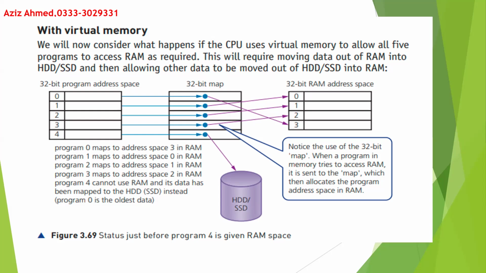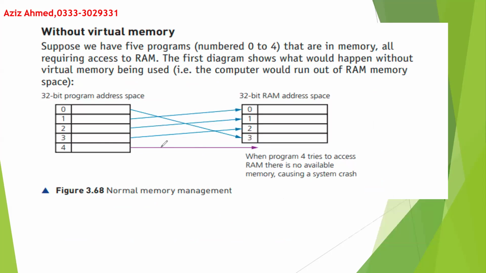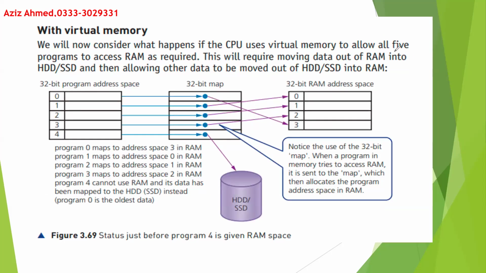I couldn't understand, it's very much technical. It only says when you use virtual memory, like here it was saying, without virtual memory, memory runs out. You could not find further memory for the problem number 4. But when you go into virtual memory, we will now consider what happens if the CPU uses virtual memory to allow all 5 programs to access RAM as required. This will require moving data out of RAM into hard disk SSD and then allowing other data to be moved out of hard disk SSD into RAM.